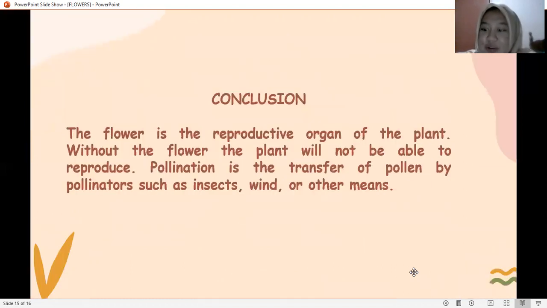Above all, you need to know the conclusion about this presentation: the flower is the reproductive organ of the plant. Without the flowers, the plant will not be able to reproduce. Pollination is the transfer of pollen by pollinators such as insects, wind, or other means.